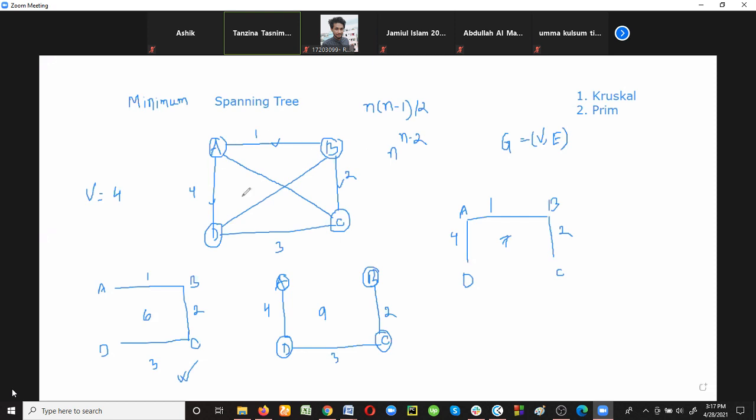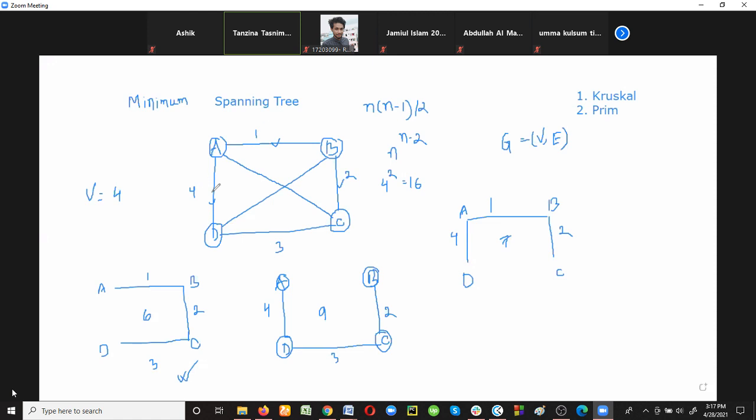That means from this graph, we can create how many spanning trees? 4 to the power 4 minus 2, that is 4 squared, equals 16. So you can try it. From this graph, you can create how many spanning trees? 16 spanning trees. But the minimum spanning tree will be only 1.